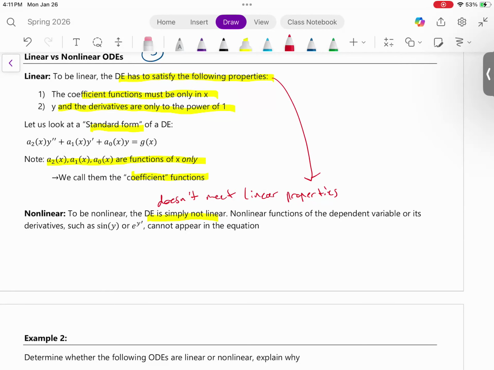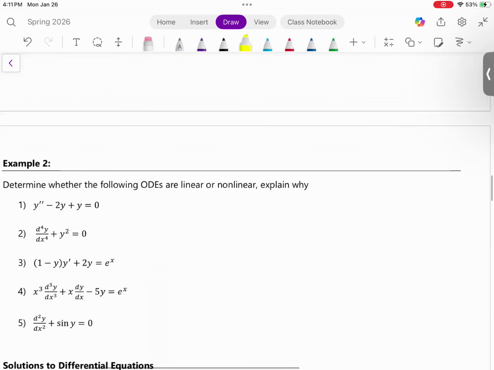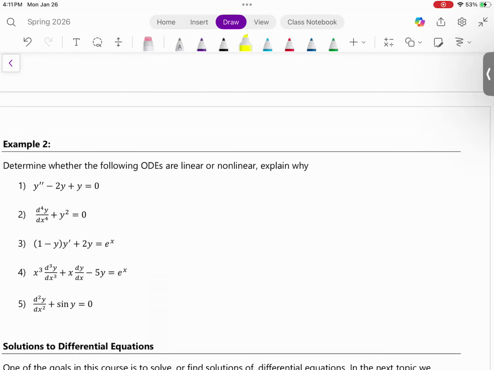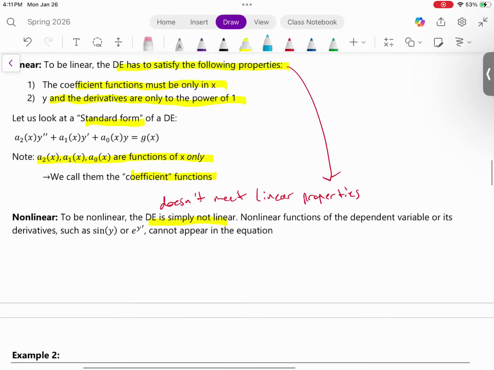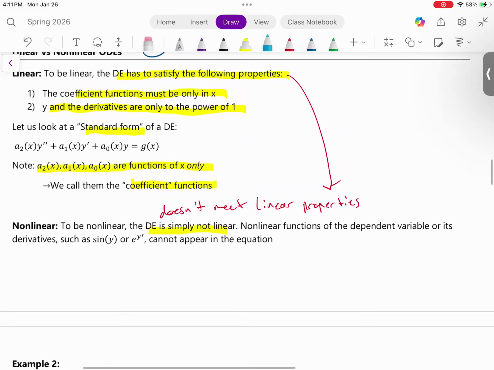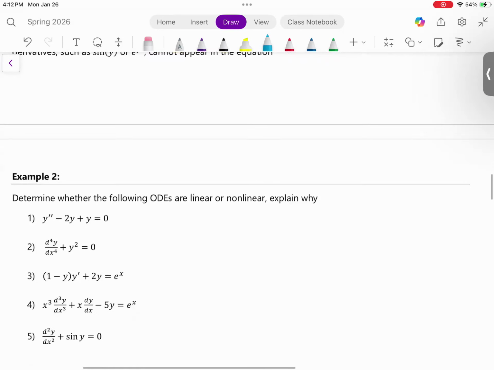That's pretty much it. So let's go ahead and look at an example of linear and nonlinear. So if we look at example two, we've got a couple of differential equations. We want to see which ones are linear or not. So question one, we have y double prime minus 2y plus y. Let's see, the coefficients must only be in x, y and the derivatives are only to the power of 1. Okay, this looks to me like it is linear.